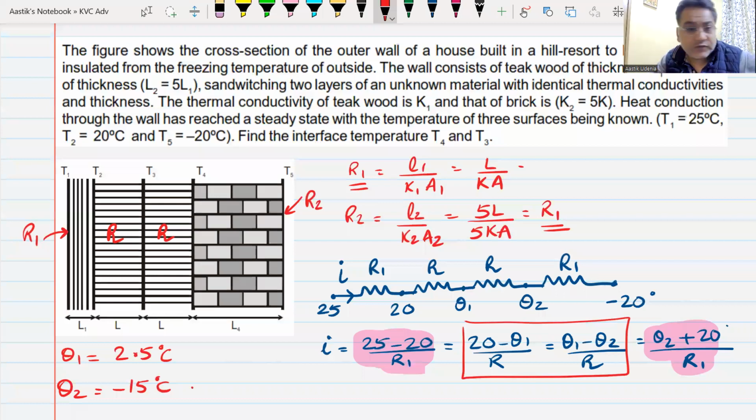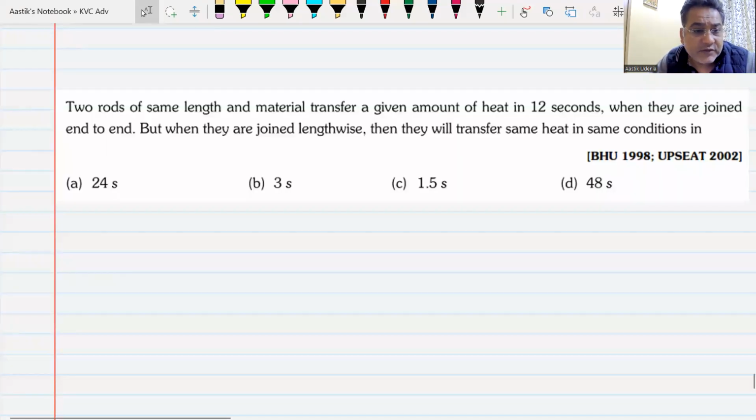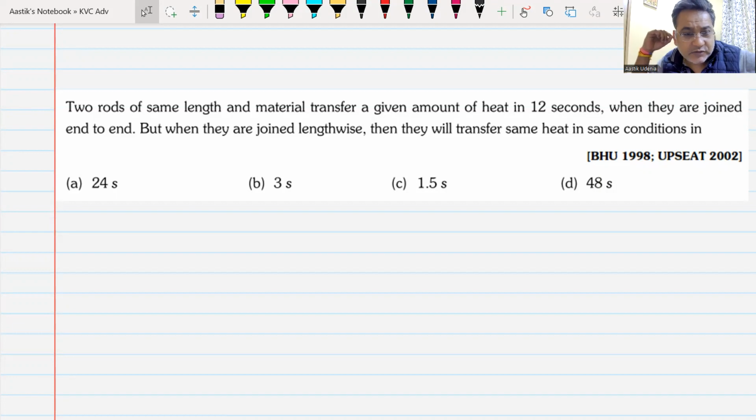Let me move on to this one, and I need an answer fast. Two rods of the same length and material transfer a given amount of heat in 12 seconds when they are joined end to end. But when they are joined lengthwise like this, how much time will they take to transfer the same heat? You will have 2 minutes to give me the answer.